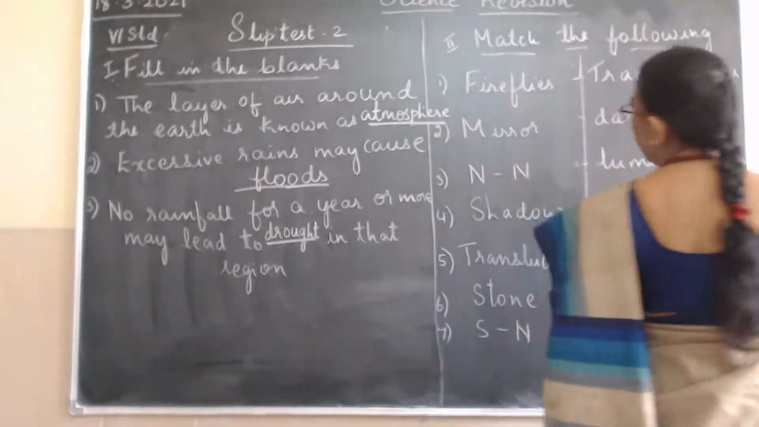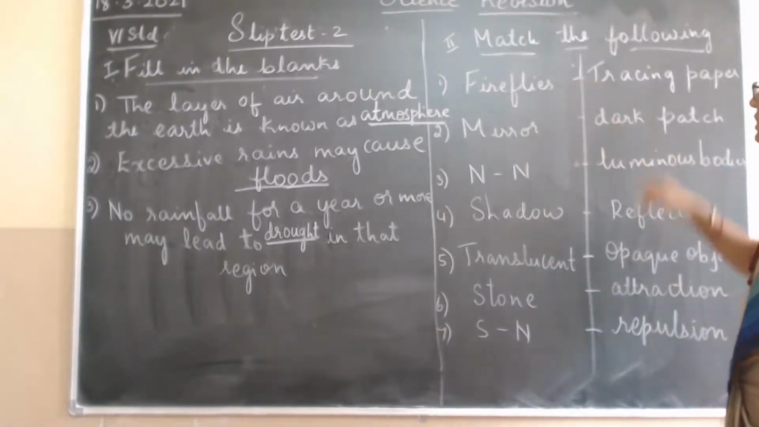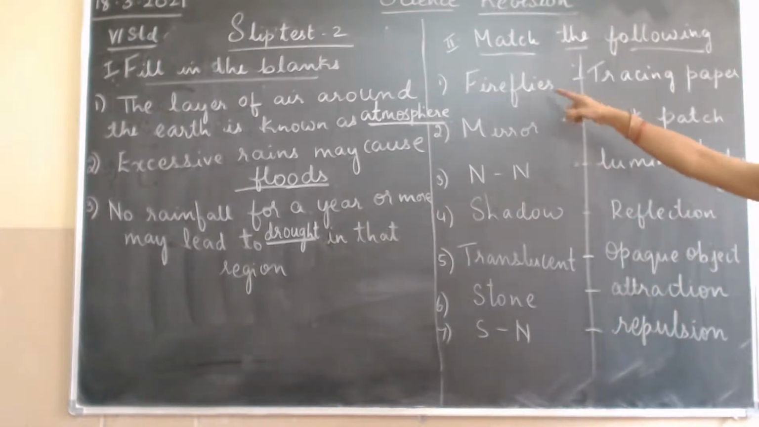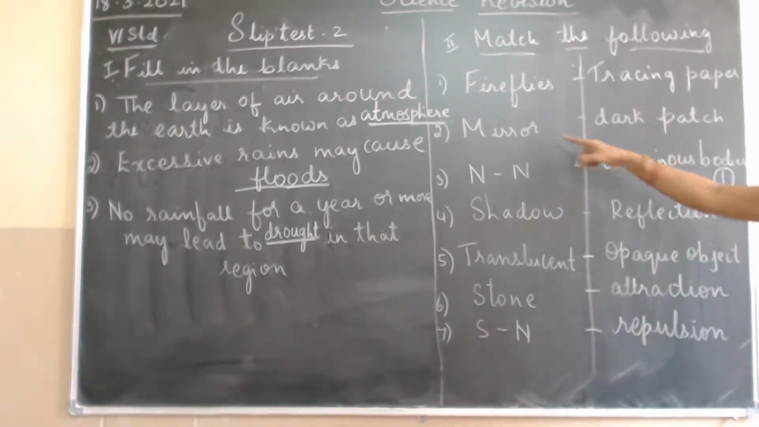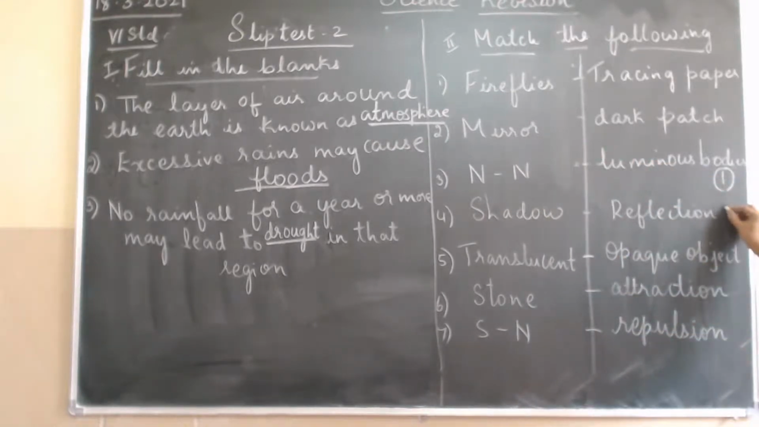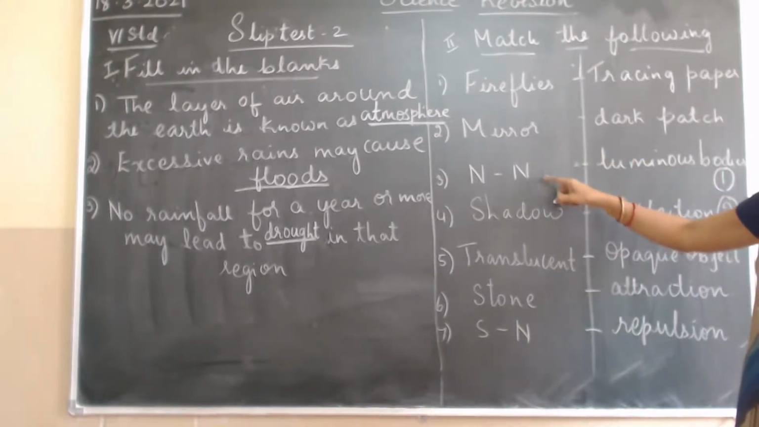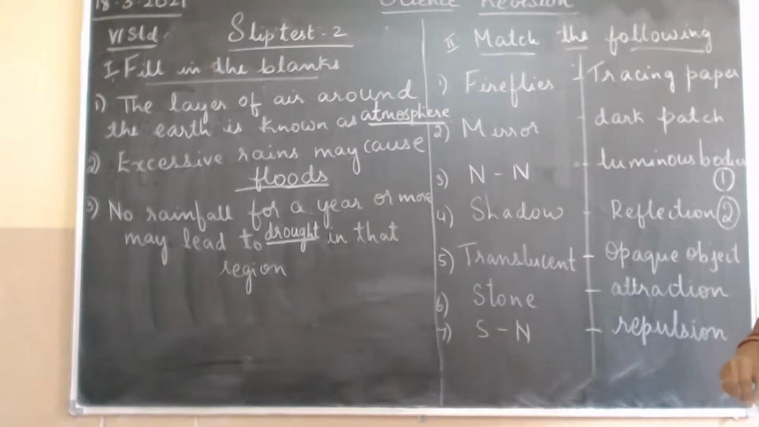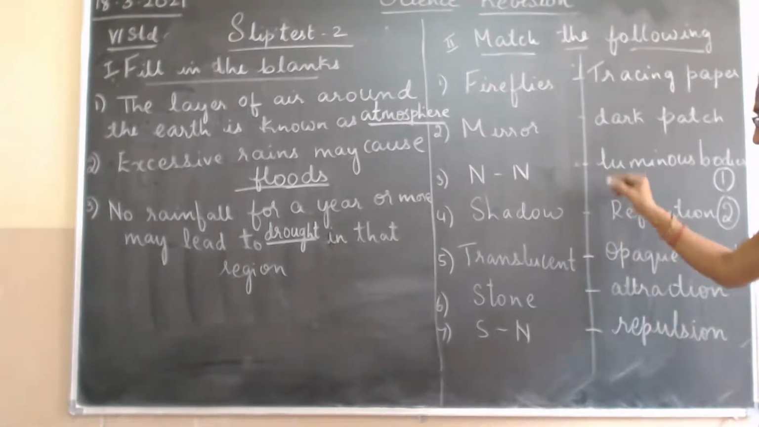Okay. Now next we go for match the following. So what does fireflies say in column B? Fireflies are luminous bodies. This is one. You can write the direct answers. Don't mark lines from here and there, write the direct answers in front of them. I am setting the numbers in front of column A and writing in column B. Fireflies are luminous bodies. Mirror. What does mirror say in column B? Mirror says reflection. Light reflects back whenever it falls on a mirror. Now next is about magnets. These are two poles of the magnet, north and north. What happens if north and north are brought together? They repel. Okay, so this is the third one.